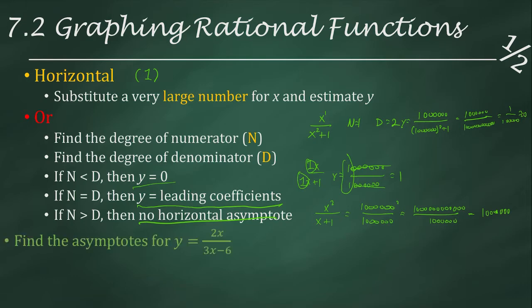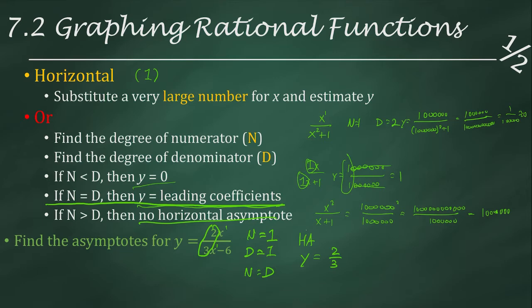What are the asymptotes here? Well, we look at the degree. The degree of the numerator is 1, because it's just x to the first. The degree of the denominator is 1, because it's x to the first. So n equals d, and it says if n equals d, then it's the leading coefficients. The leading coefficients are 2 over 3.